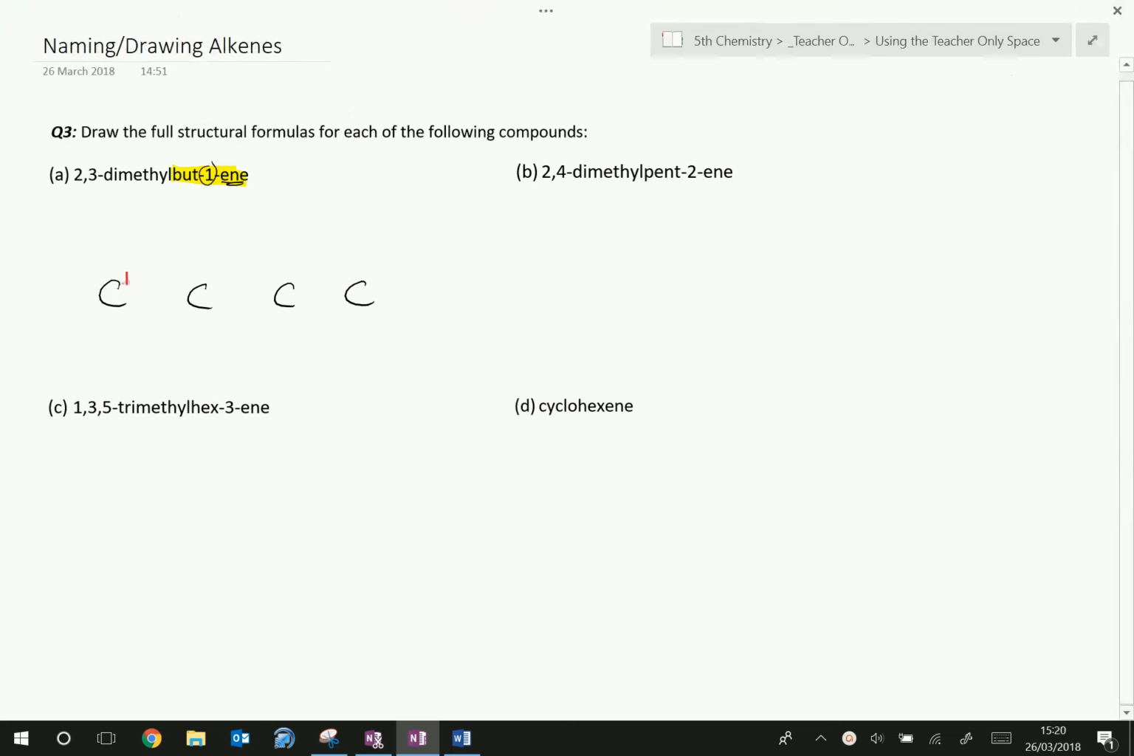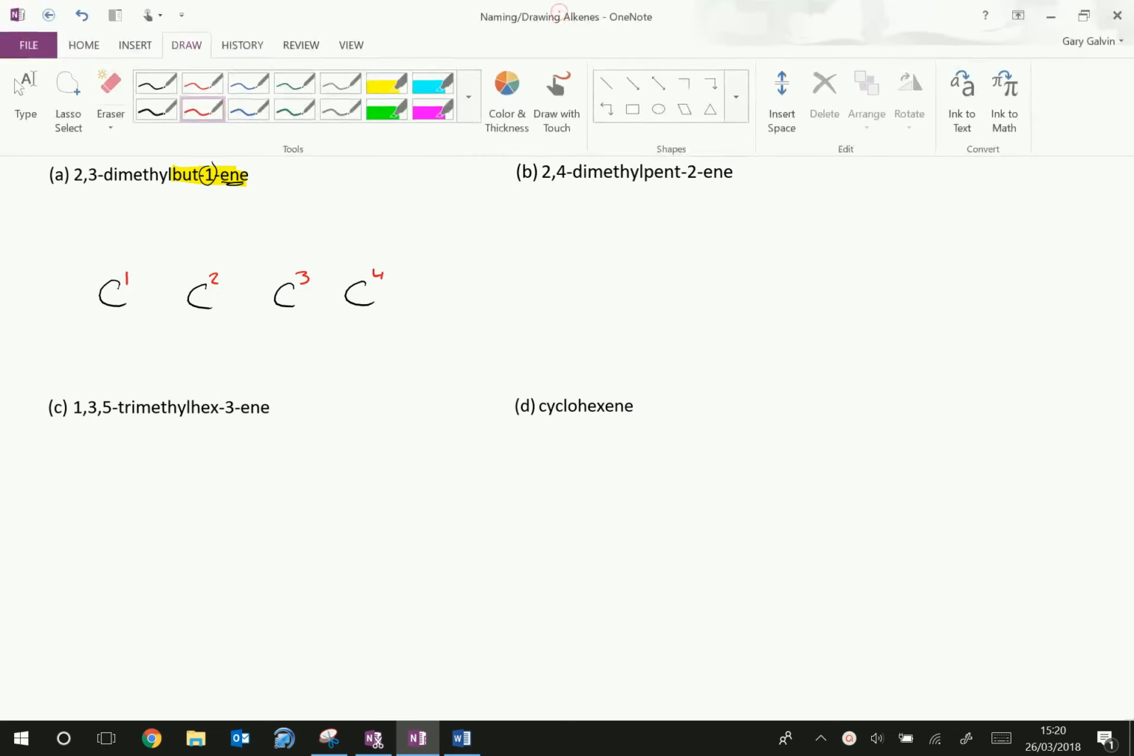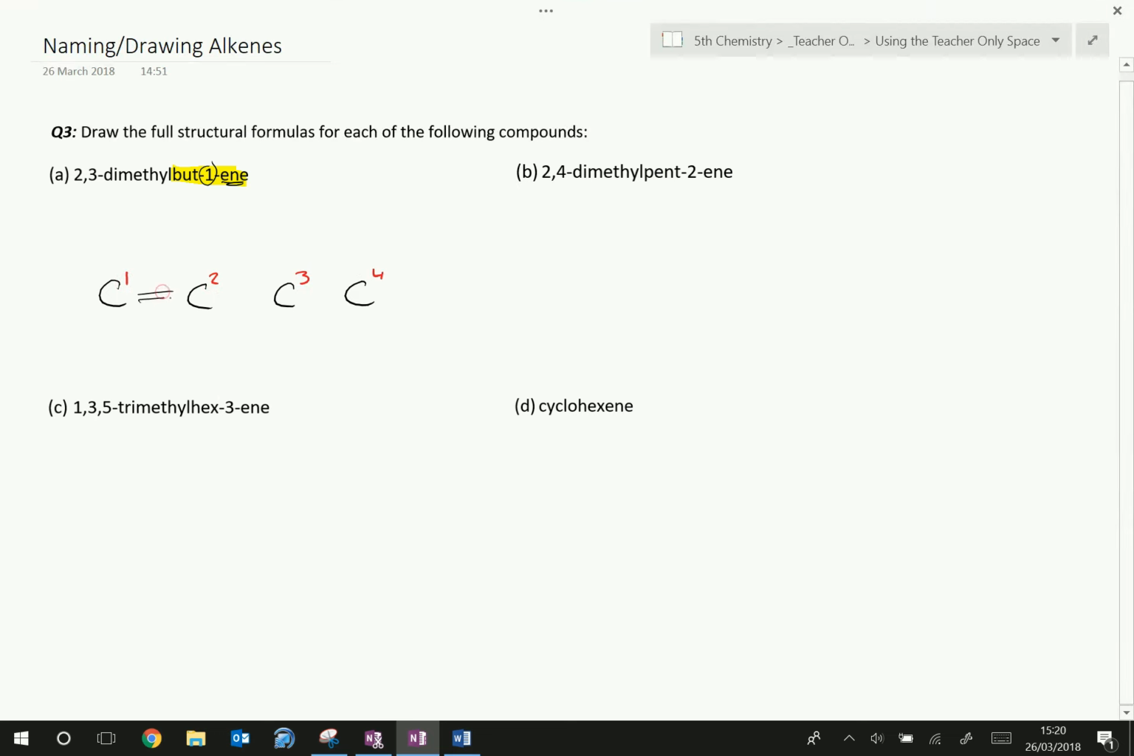So if I number my carbons, I know the double bond has to start on the first one. So there's my double bond. And the rest I can just always fill in with single bonds. So there's only ever going to be one double bond, and that number tells us where.